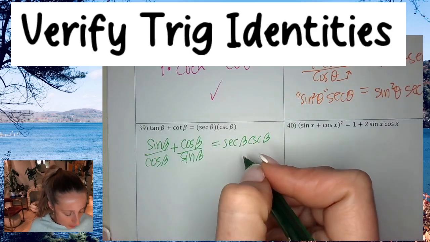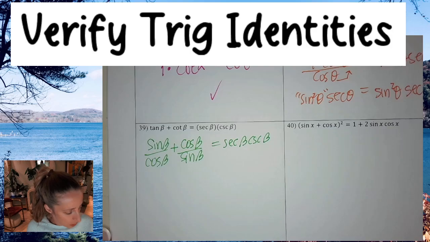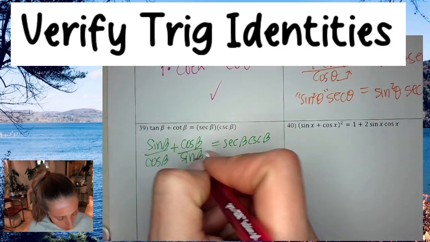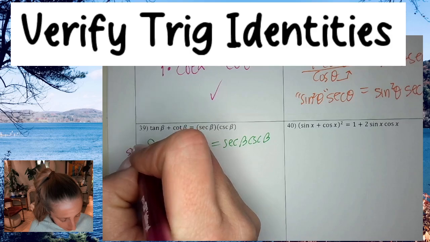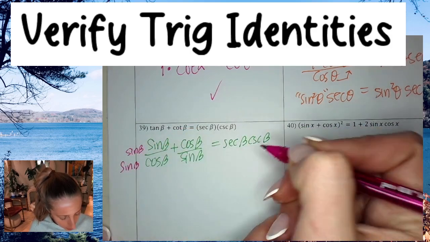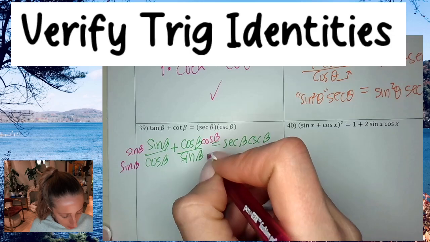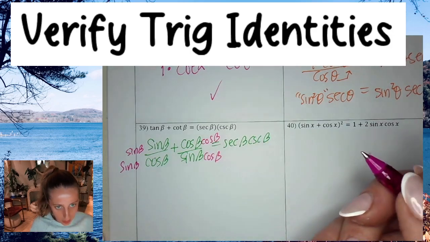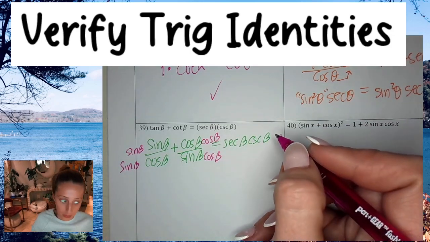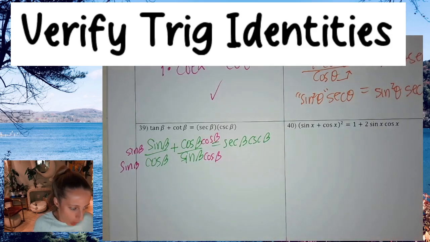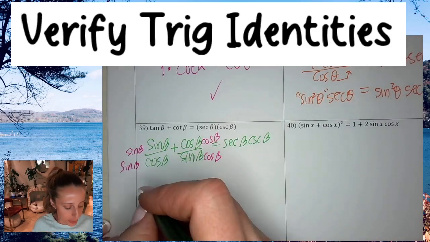Now I'm going to find a common denominator. So that means I'm going to multiply this one right here on top and bottom by sine beta. I'm switching the colors so people can see, cosine beta, cosine beta. A lot of you guys rush this step and you multiply by the wrong thing on top and bottom. It's a little bit concerning, just saying.